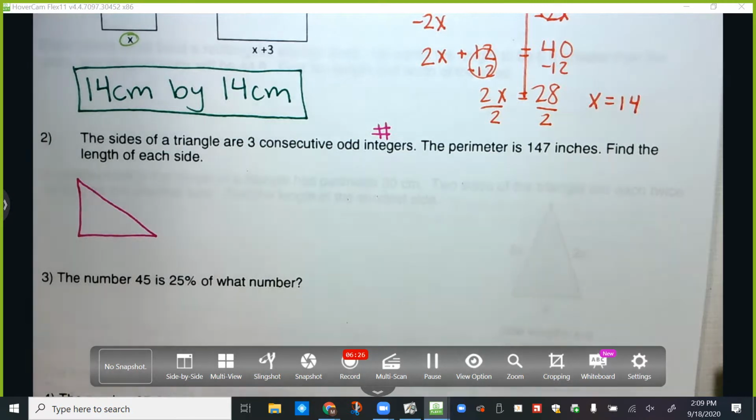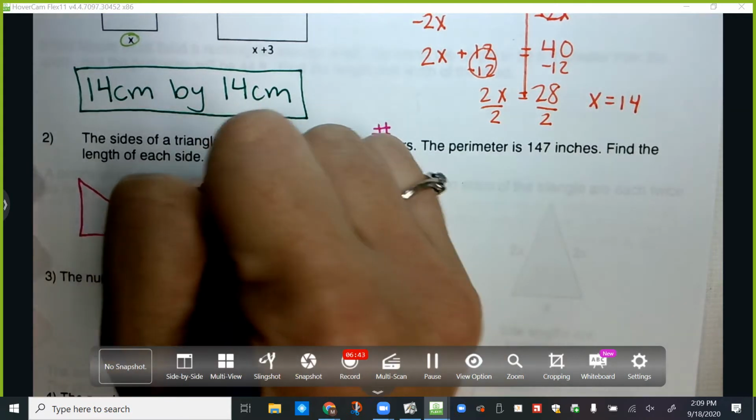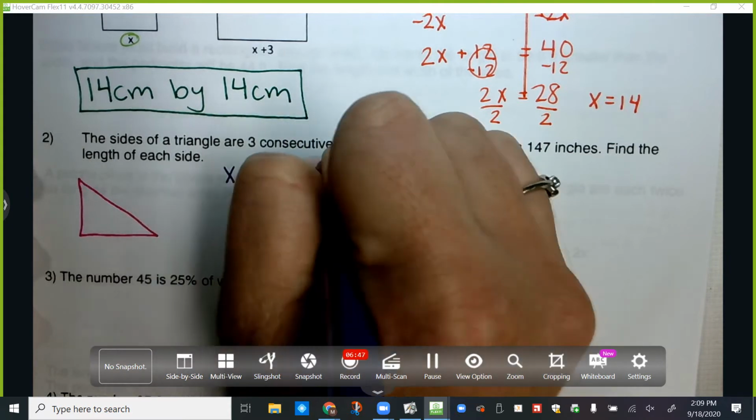So if we're doing consecutive, we need to build up. Hold on. I need all my pretty colors. Sorry. I need some colors. I'm special. Okay, so x is going to be my first odd number.